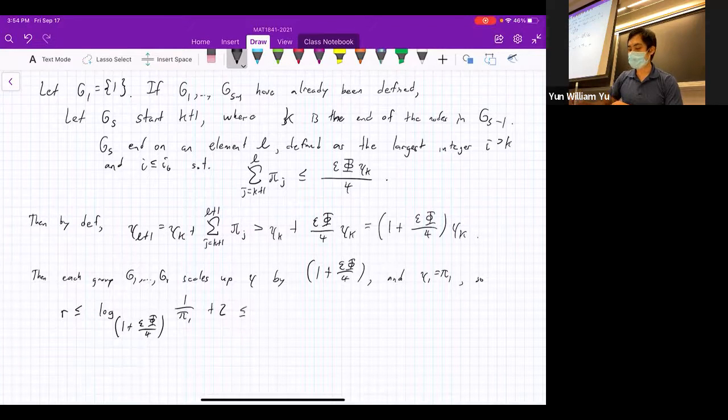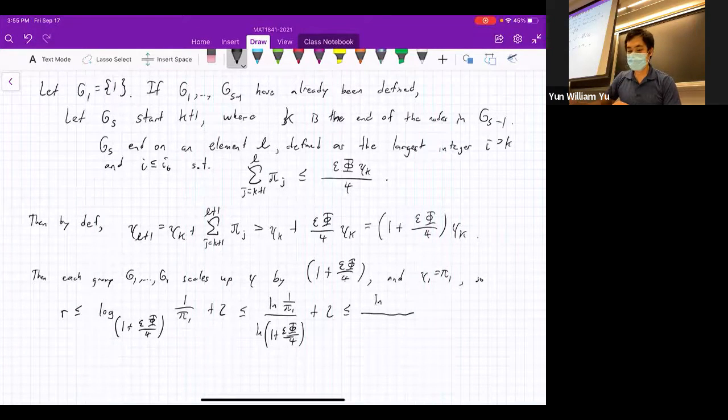And so then this is going to be less than or equal to natural log of 1 over pi 1 divided by the natural log of 1 plus epsilon phi over 4, plus 2, which is going to be less than or equal to 1 over log of 1 over pi 1 over epsilon phi over 4. We're using some properties of the natural logarithm, and hopefully I got the directions all right, plus 2, which is equal to 4 over epsilon phi times the natural log of 1 over pi 1, plus 2.